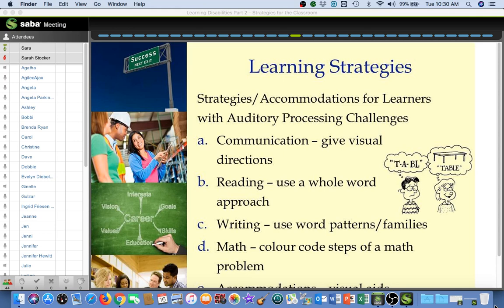For writing, use word patterns or families, because this focuses on the look of the words, the visual representation. In math, have the learner use different colors for different steps in math to provide a visual pattern to remember. And for accommodation, use visual aids, pictures, graphs, classroom signage for the learner to reference.